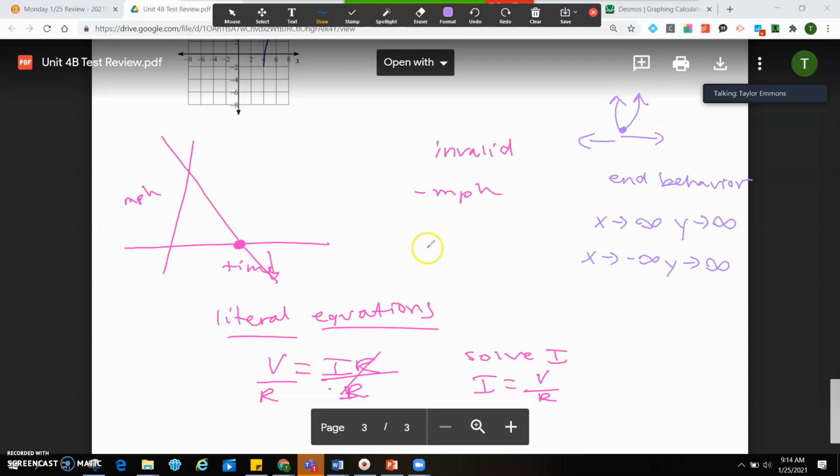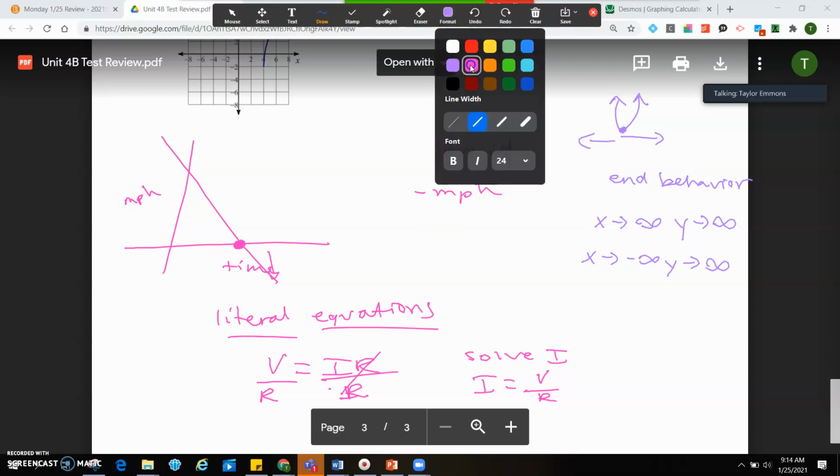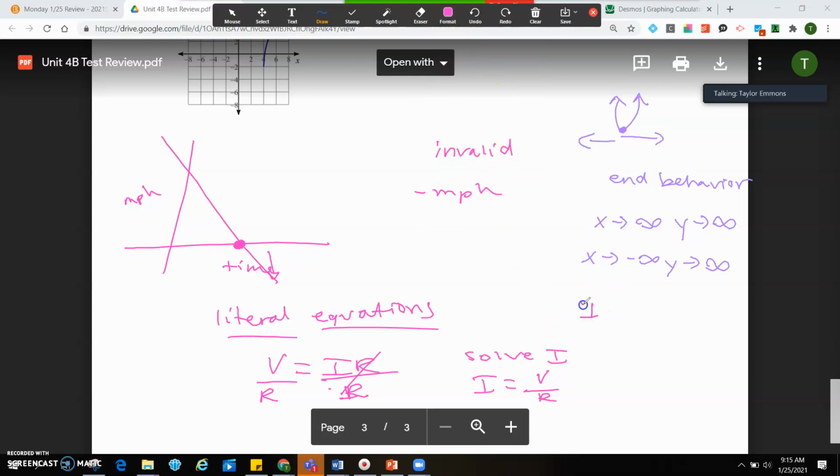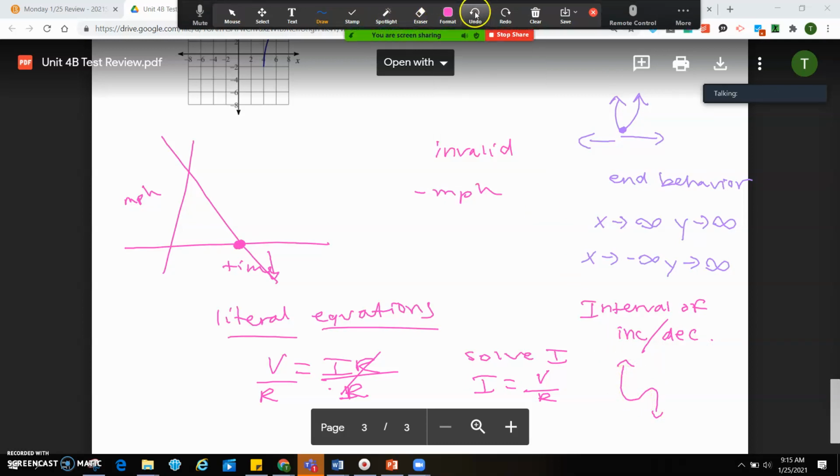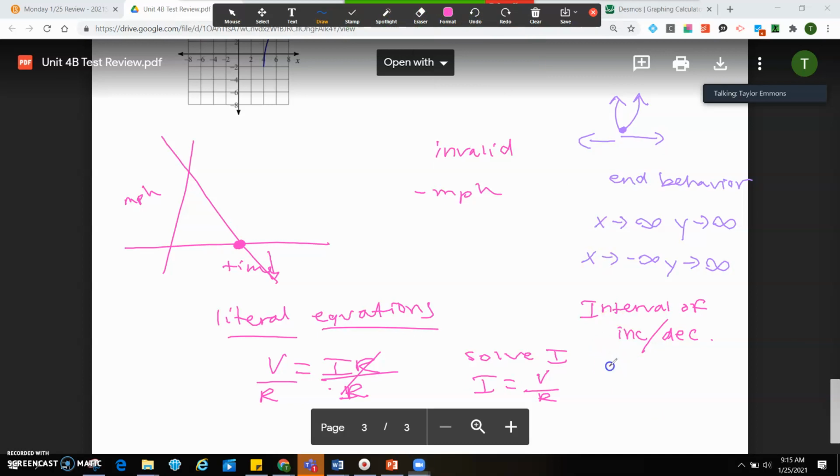The last thing that I want to mention is interval of increase or decrease. If I have a graph that looks like this, sorry, let me graph it better. If I have a graph that looks like this, obviously this is decreasing, right?